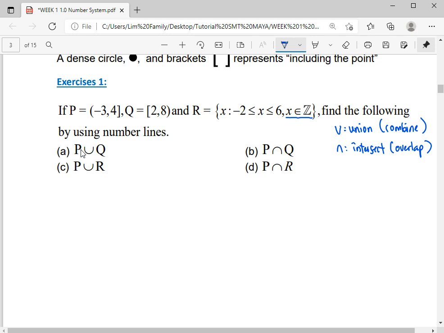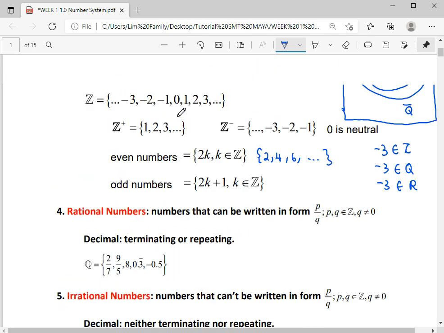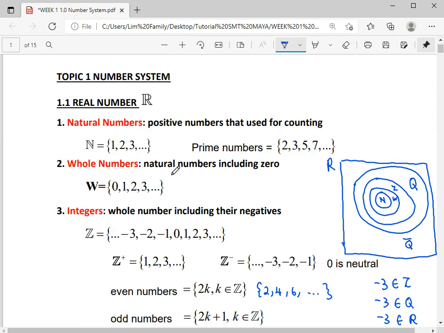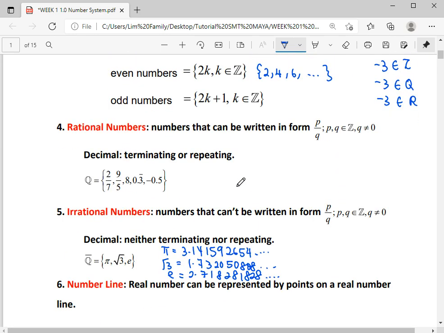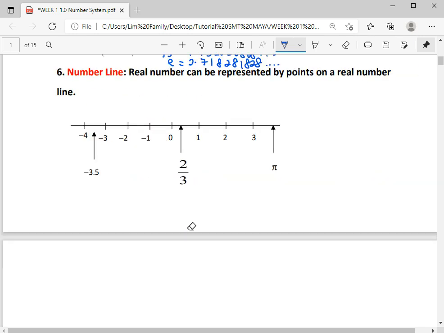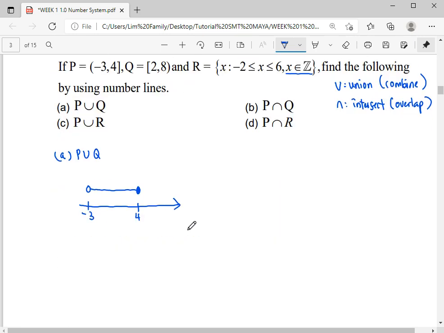Okay, so for this question A, when you want P union Q, we will draw our interval where P starts from negative 3 to 4. So negative 3 is not included and 4 is included, so you will get a dense circle at 4. We just drag like this because it is a real number. It involves every number, all the categories of numbers. It didn't say they want integers only, so when nothing is written, it means real numbers. So we can drag from negative 3 to 4.